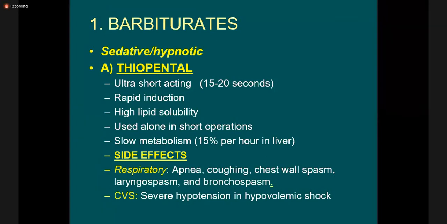So in a patient with a history of hypotension, blood loss or hypovolemic shock, thiopental is not a good choice because it further decreases the blood pressure and can precipitate hypovolemic shock. The first drug, thiopental, belongs to the barbiturates. Quicker in action, slow in metabolism, so more remains in the body. It has side effects on the respiratory system and cardiovascular system.